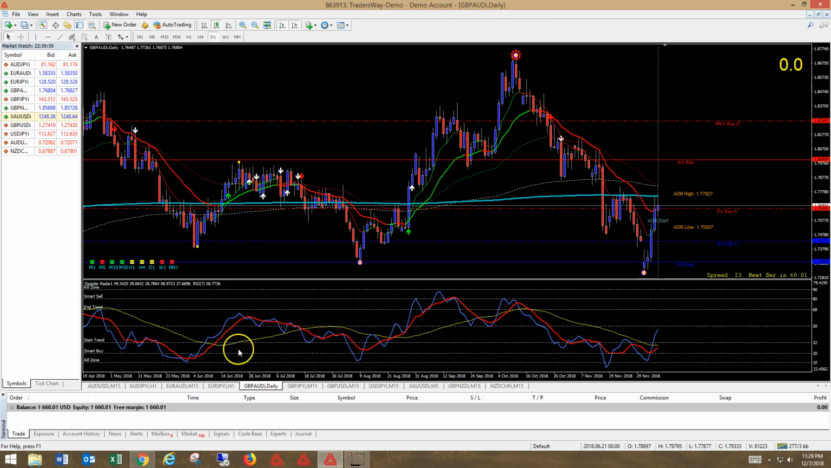This yellow line, it will always find its way back to the 50. And so when it's below the 50, you're in a bearish market. When it's above the 50, you're in a bullish market. No matter how far it gets away from that 50, how low it gets, it's always going to come back to it. So here you got the yellow market baseline. It did cross below here.